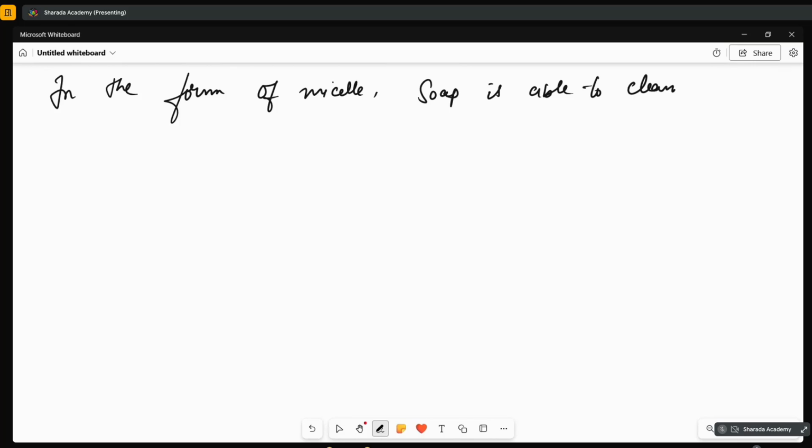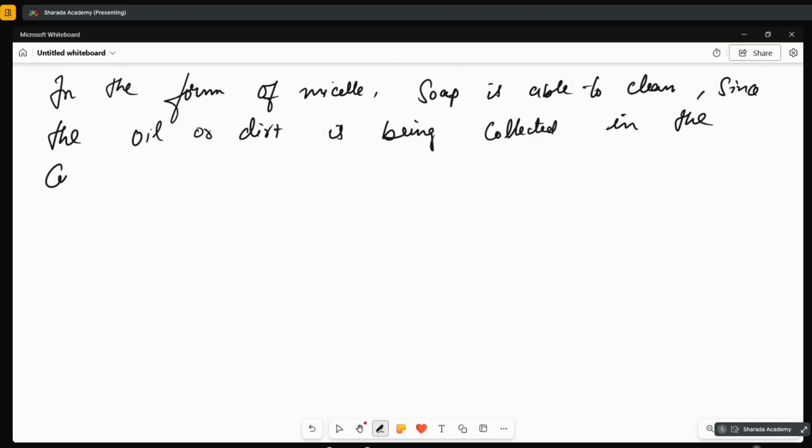Write down: in the form of micelles, soap is able to clean since the oil or dirt is collected in the center of the micelles.